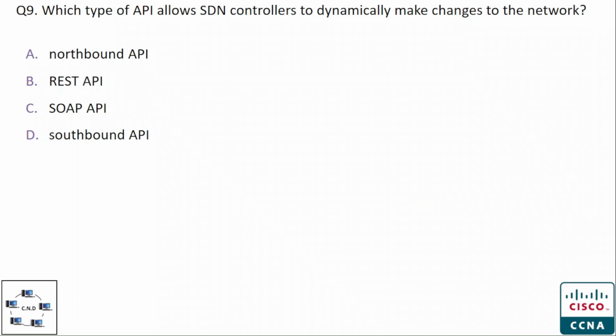Question number 9. Which type of API allows an SDN controller to dynamically make changes to the network? We already studied the northbound and southbound APIs. So the question is which of those APIs actually allows the SDN controller to make changes to the network? The options are option A northbound API, option B REST API, option C SOAP API, and option D southbound API. And the correct option is option D, southbound API.